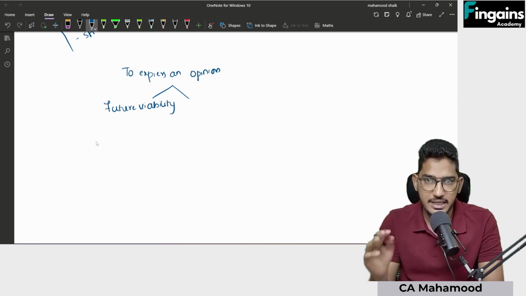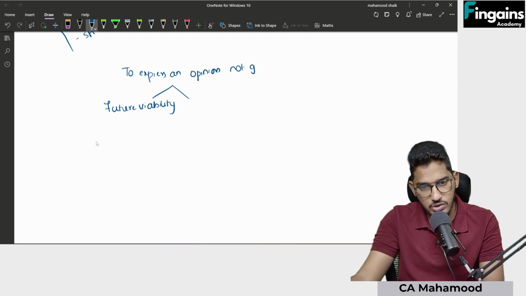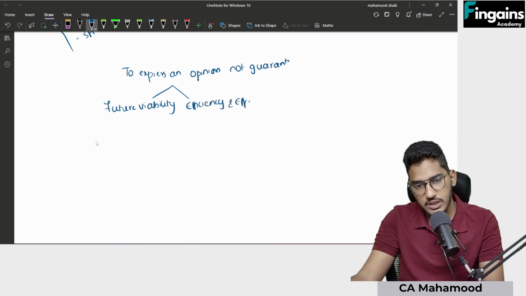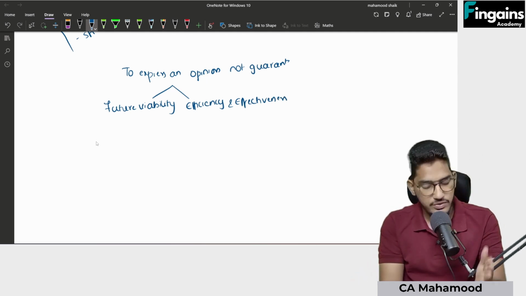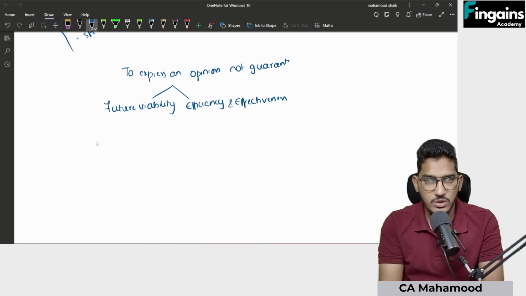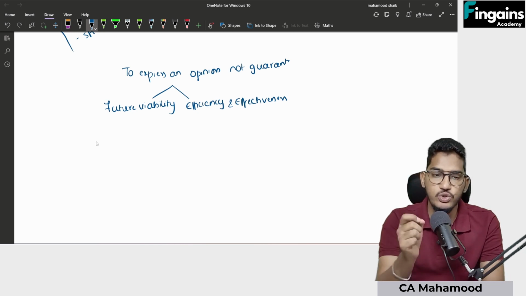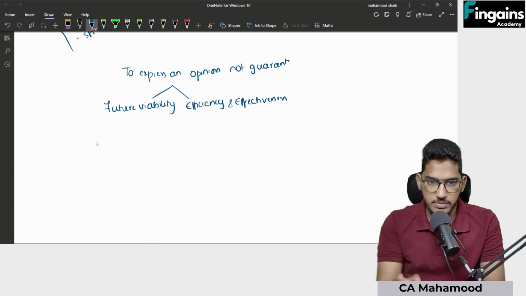Auditor's opinion can't be taken as a guarantee regarding future viability of the entity. Similarly, auditor's opinion is not a guarantee regarding efficiency and effectiveness of management. I will explain with an example. Don't worry, just keep on following. So the opinion expressed by the auditor does not guarantee two things. What does it not guarantee? It does not guarantee future viability of the entity. Also, it is not a guarantee regarding efficiency and effectiveness of the management.